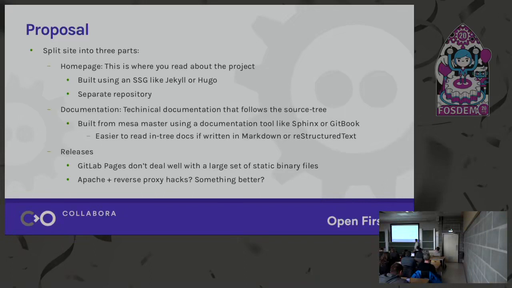Then the documentation I suggest having as a separate site, something like docs.mesa3d.org. We should build this from CI, from the master branch or release branch of Mesa, using Sphinx or Gitbook or one of those more modern documentation tools. This means that we can actually read the in-tree sources in a reasonable way in a human readable markup format.